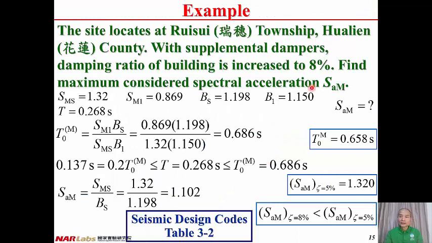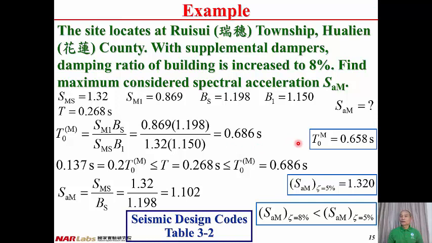And then back to the example, the question is to find the maximum considered spectral acceleration, SAM. What's the value for SAM? From previous lectures about this building, we have SMS equal to 1.32, SM1 equal to 0.869, and from the previous slides of this lecture, we have already had BS equal to 1.198, B1 equal to 1.150, and the structural vibration period of the structure equal to 0.268 seconds. Then from this information, we can compute the corner period between short period and medium to long period. T0 parenthesis m equal to SM1 BS divided by SMS B1 equal to 0.686 seconds.